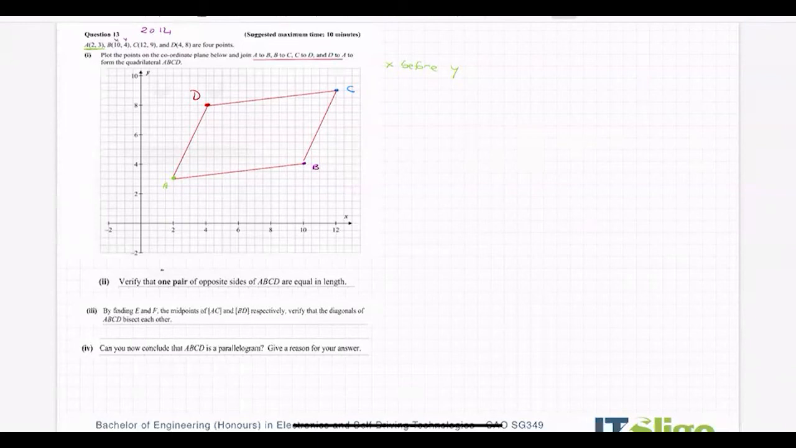Then the next question says, by finding E and F, the midpoints of AC, AC is this diagonal. And then what's the other diagonal? BD. So by finding the midpoints of these, verify that the diagonals bisect each other. In other words, you should find that the midpoints are the same. That's another property of a parallelogram. Can you conclude that ABCD is a parallelogram?